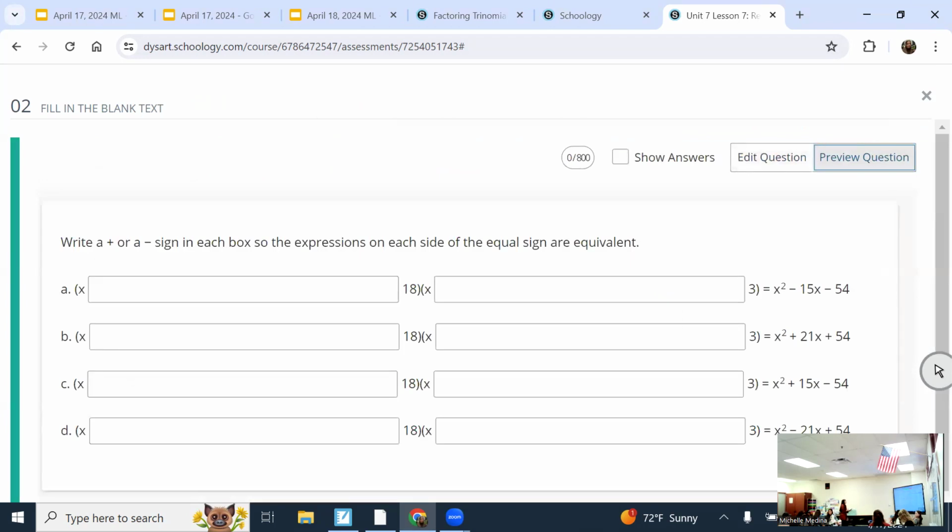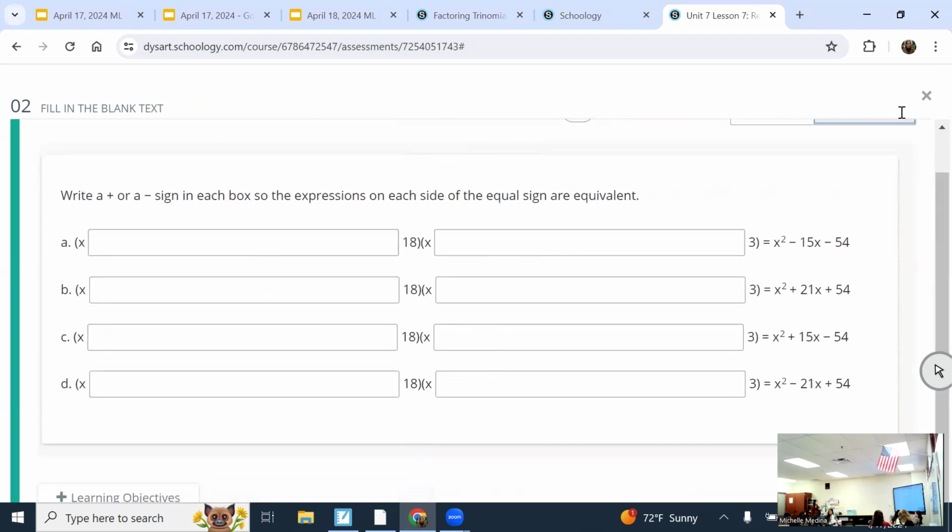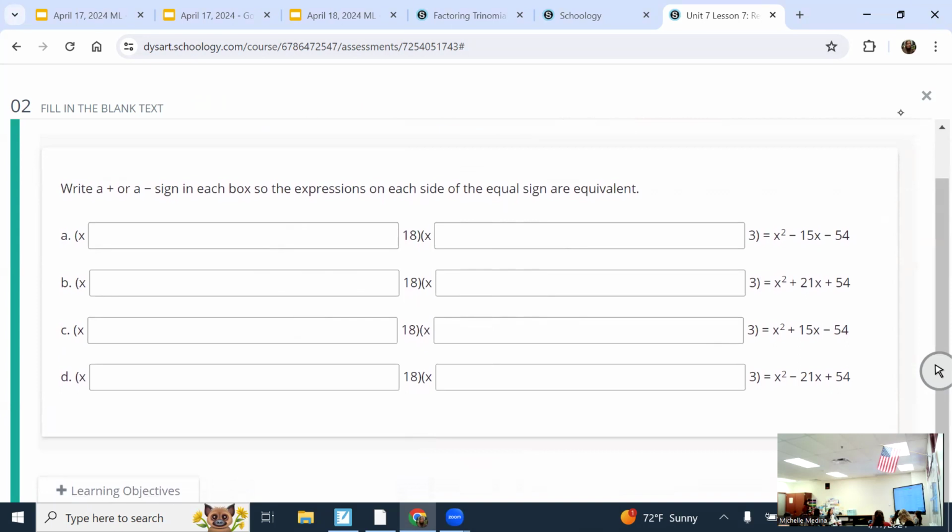So let's see, write a plus or minus sign in each box, so the expressions on each side of the equal sign are equivalent. So it looks like we're filling in all the factored forms and they're giving us all the standard forms. So we have to set this up. It would be negative 54 on top, negative 15 on the bottom. They even include the numbers we're going to be working with. So this problem is specifically focusing on the signs. So these 2 numbers will make it work.